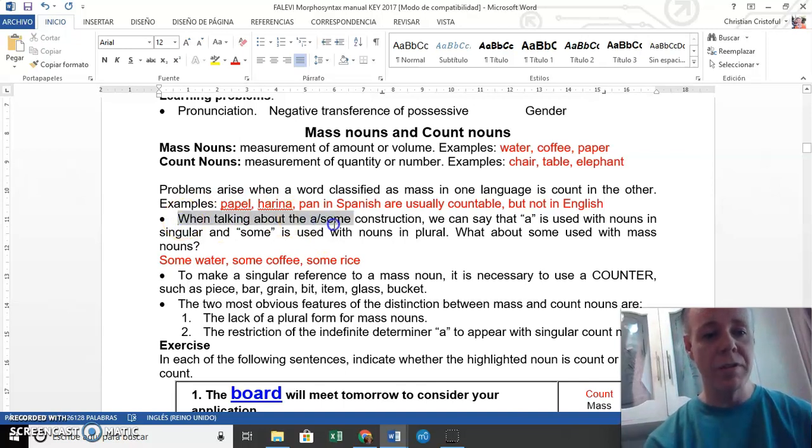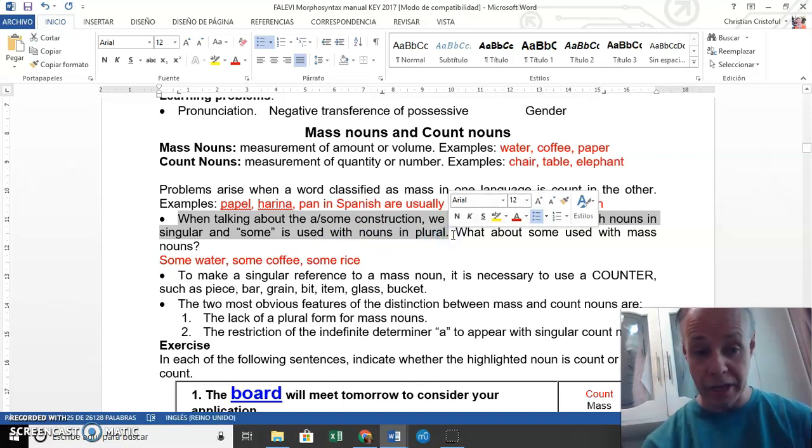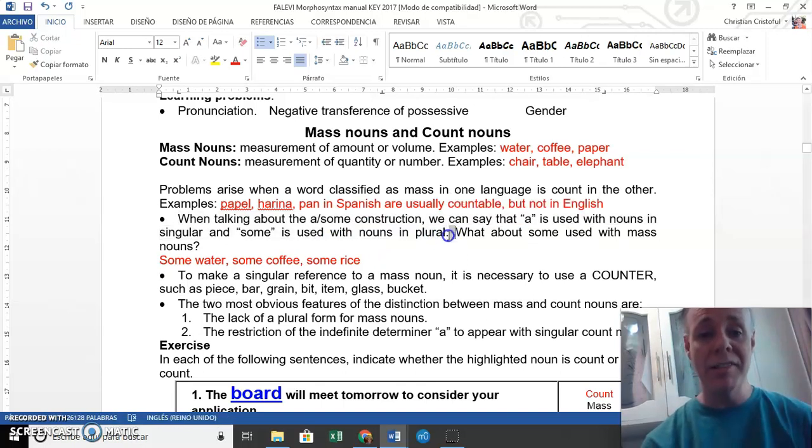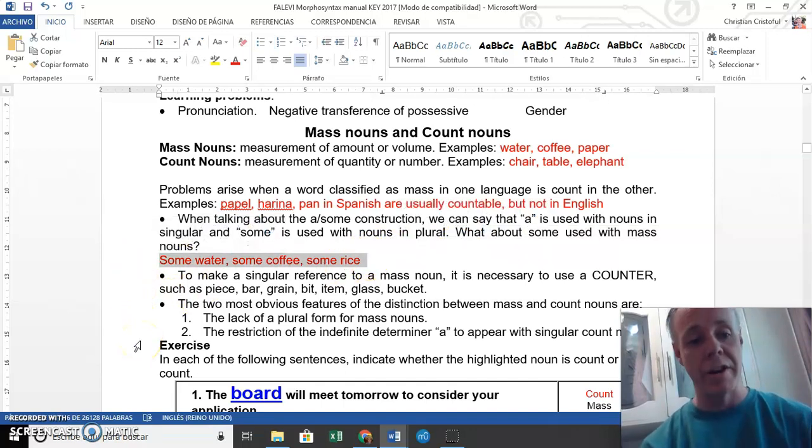When talking about this a or some construction, we can say that a is used with nouns in singular and some is used with nouns in plural. That's a rule for English. What about some used with mass nouns? Do we use some with mass nouns? Yes, we say some water, some coffee, some rice. Yes, it is possible then.